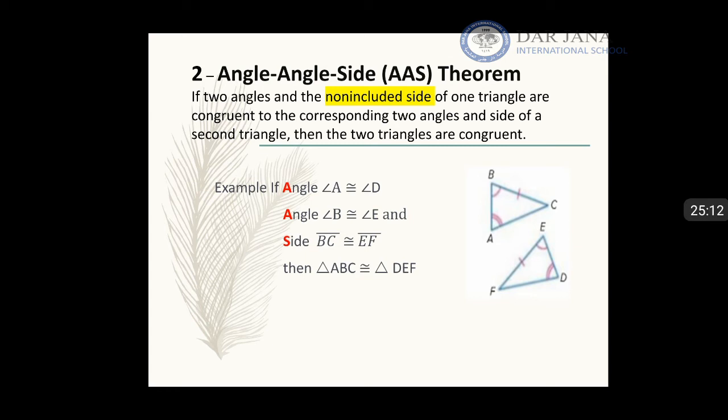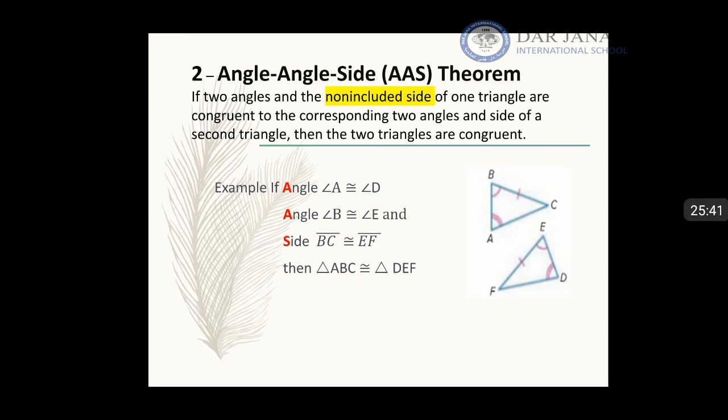So in the angle angle side postulate, we need two angles in the first triangle that are congruent to their corresponding angles in the second triangle, and we need a non-included side, so the side shouldn't be between the two angles like the previous postulate. It can be any side that's congruent to its corresponding side in the other triangle. Using the angle angle side postulate, we can prove that the two triangles are congruent.